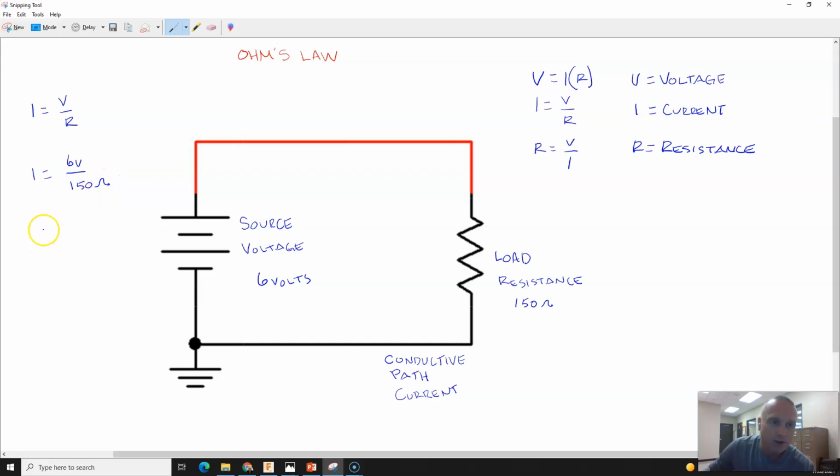If we do that on our calculator, we get that the current in our system is equal to 0.04 of an amp. All right. And so with these other two variables, we were able to solve for the third variable. And that's how you use Ohm's law.